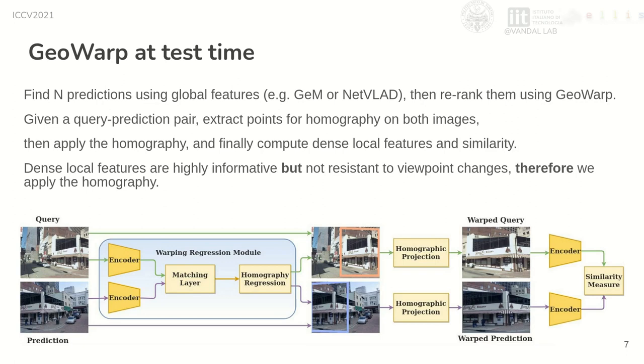Finally, given the warped pair of images, we use a simple CNN encoder to extract dense local features, which we then use to compute a similarity between the pair. Note that dense local features are highly informative, but they are not resistant to viewpoint changes, and that's why we first apply the homography projections.